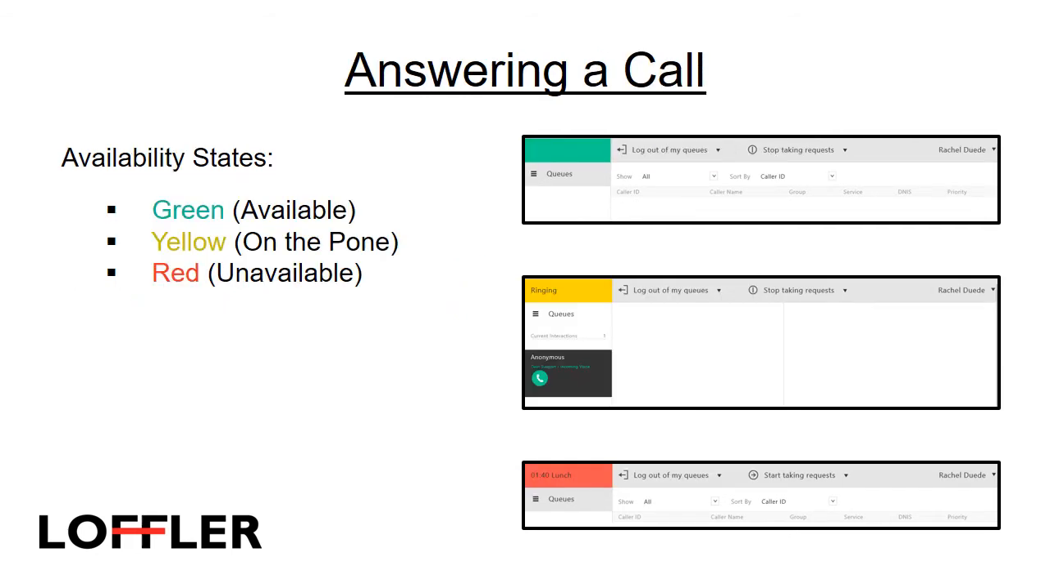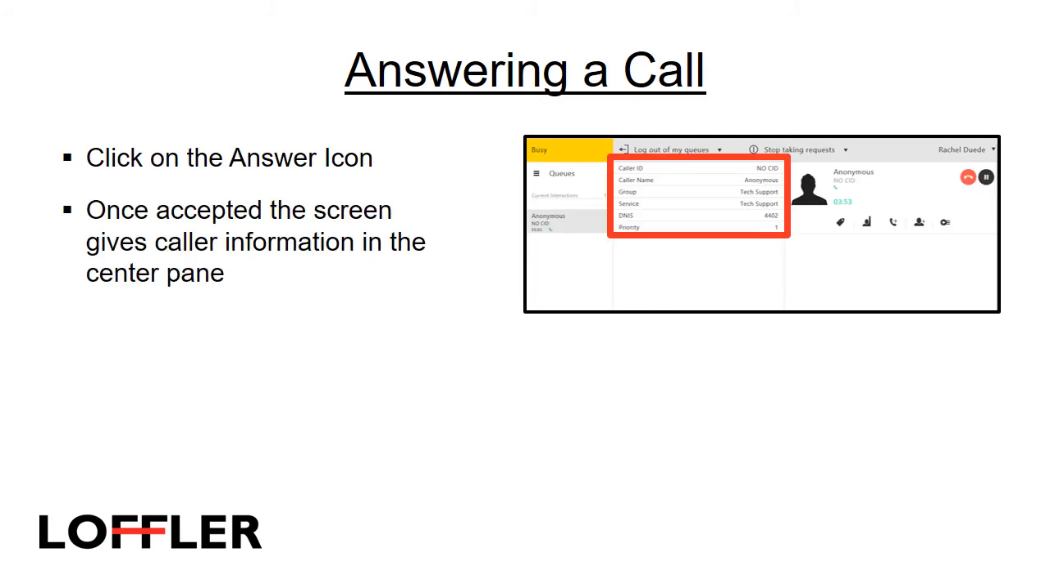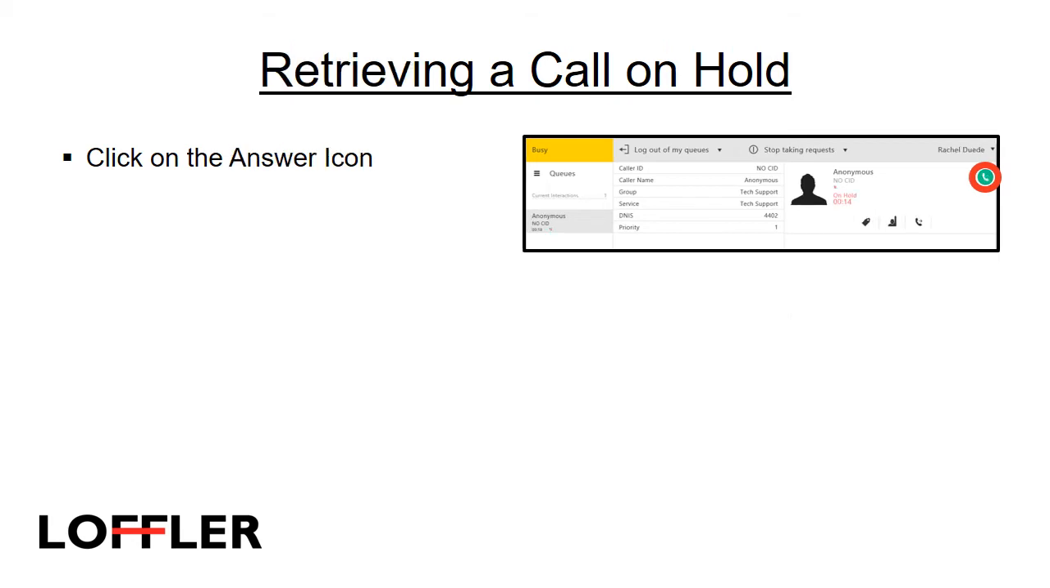There are 3 different availability states for the Interaction Center. Green, which means you are available to take queue calls, yellow, which means you are on the phone or your phone is ringing, and red, which means you are unavailable for various reasons. To answer a call interaction, click on the answer icon. Once the interaction is accepted, the screen gives caller information in the center pane. To place a call on hold, click the pause icon just as you would with the Connect client. To retrieve a call from hold, click the answer icon.